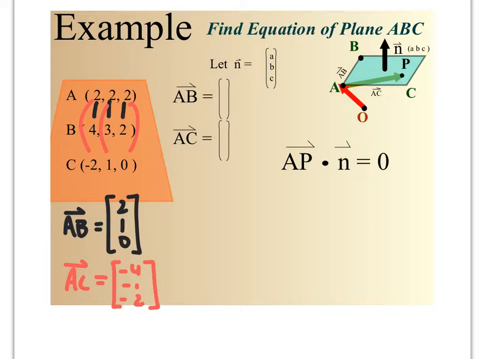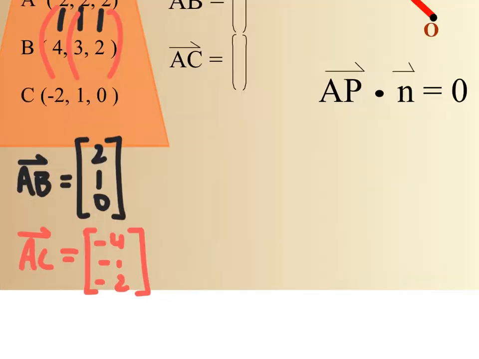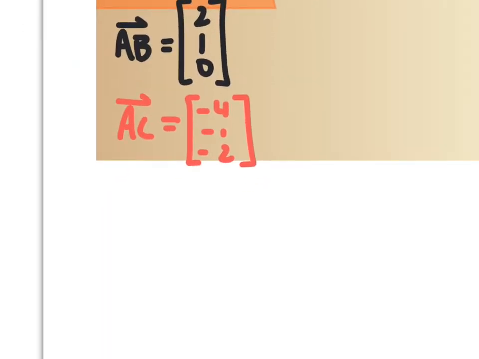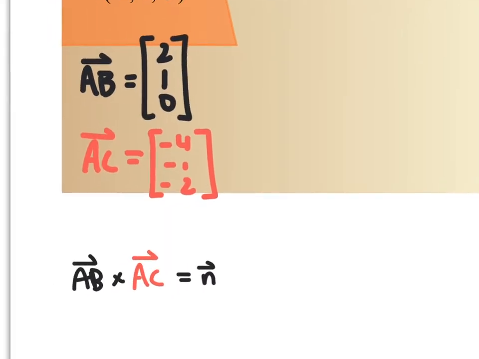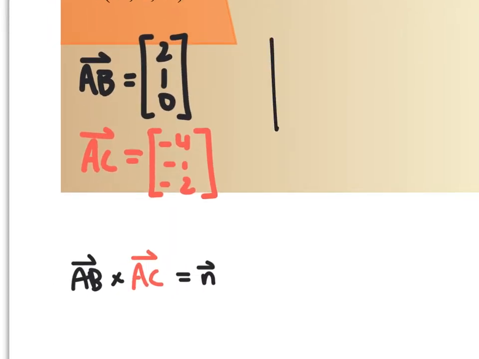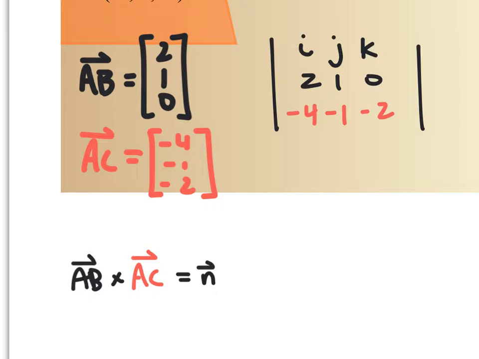Okay. Now, how could we find a normal? How could we find something perpendicular to both of these vectors? Well, that, my young pupils, is called the cross product. So if I cross AB with AC, I will get the normal. Okay, so let's do that. Crossing AB and AC. Here's the process: we set it up with i, j, and k, and so I'd have a 2, 1, 0, and I'd have a negative 4, negative 1, negative 2.